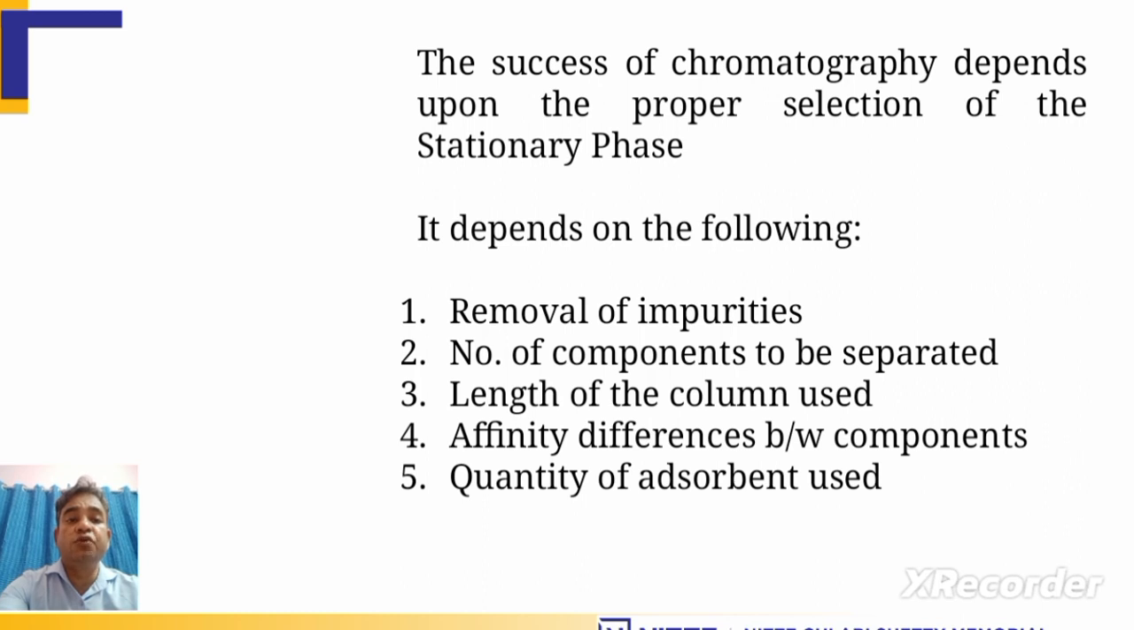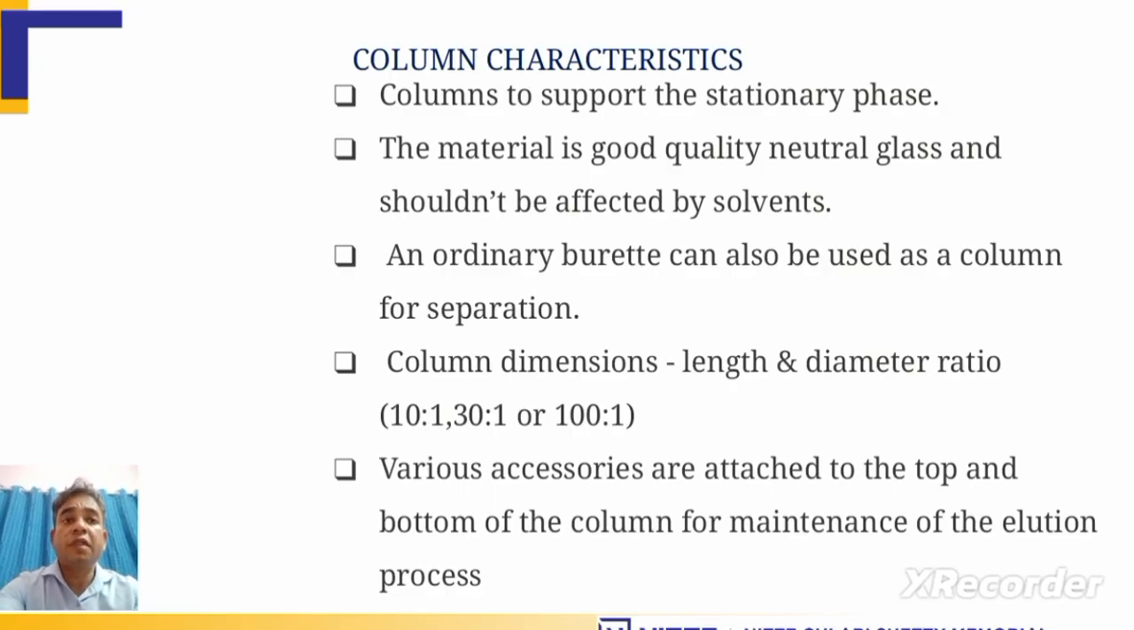So when you are choosing, you must make sure that all these considerations are taken into account: how to remove the impurities, how many components you are going to separate, and what is the length of the column, right? All this is an important parameter for the success of a column chromatography. So what are the column characteristics, right? The column supports the stationary phase, right?